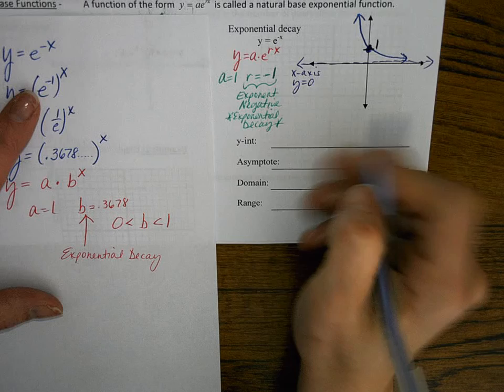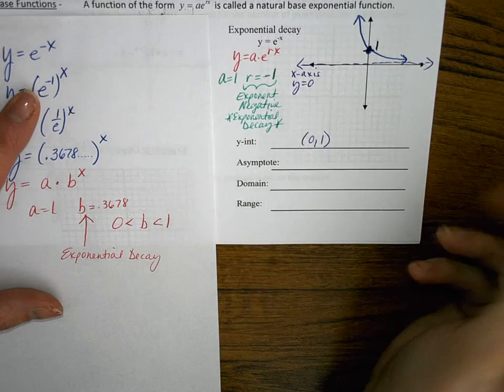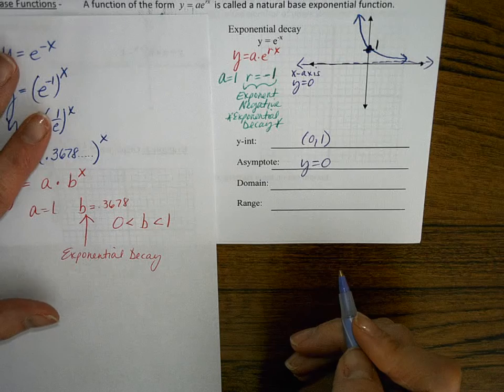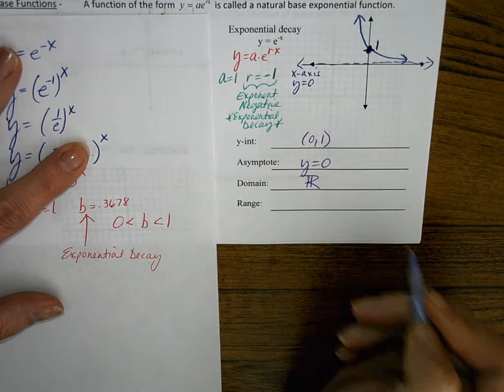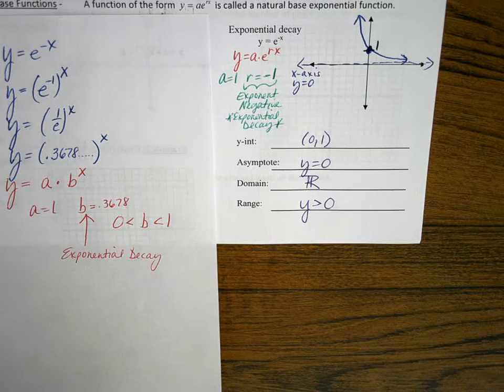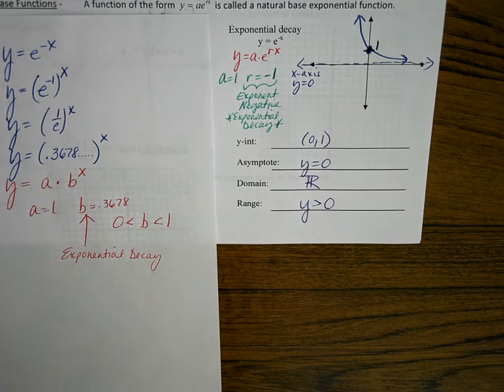Good. 0, 1, or just 1. My asymptote is y equals 0. What is my domain, Aaron? All reals. Beautiful, all reals. And what about my range? Y is greater than 0. I'm above the x-axis, so y is greater than 0.